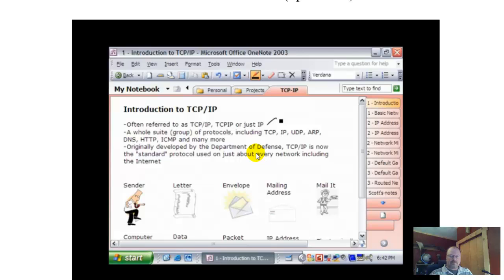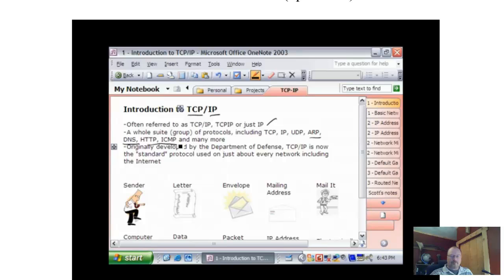Now, this is important to point out because TCP/IP is actually a whole suite or group of protocols. What that basically means is, instead of just being one individual protocol, this TCP/IP that we see up here is actually broken down into several protocols, including TCP and IP, as you see here, separated by the slash. Now, some of the other protocols that are included in this suite of protocols are UDP, ARP, DNS, HTTP, ICMP, and really many more. There's several other protocols that are also included in the suite of protocols.